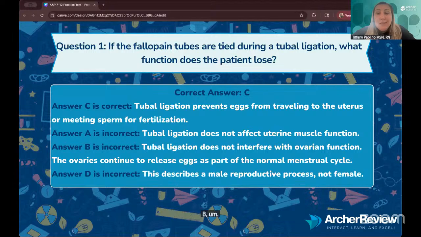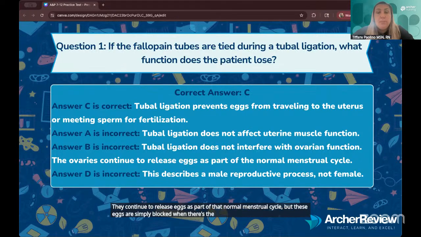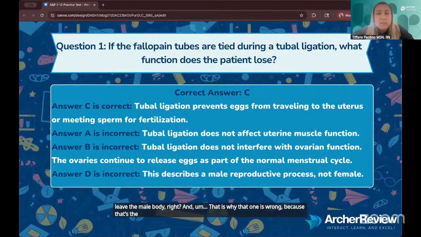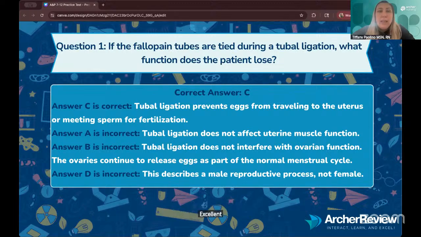B does not really interfere with any ovarian function at all. They continue to release eggs as part of that normal menstrual cycle, but these eggs are simply blocked when there's the tubal ligation. And then D, female anatomy. So sperm would still be able to leave the male body, right? That is why that one is wrong, because that's the male reproductive system, not the female reproductive system. Excellent. Okay, let's do another question in the reproductive.